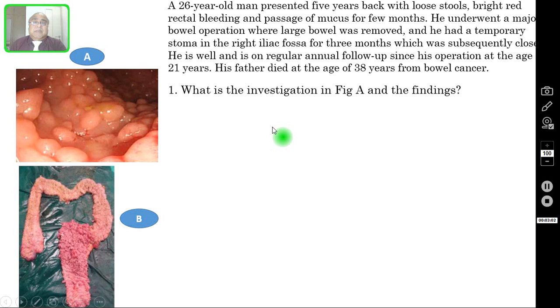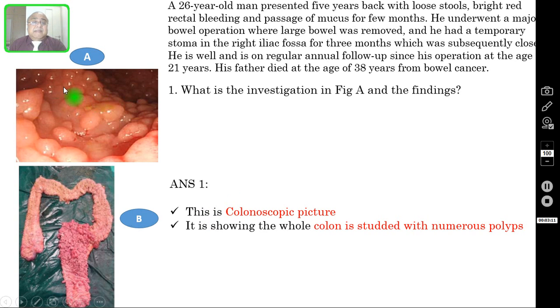So question number 1, what is the investigation in figure A and its findings? The correct answer is, this is a colonoscopic picture. This is a colonoscopy. It is showing the whole colon is studded with numerous polyps. You can see innumerable polyps there. Everywhere you are seeing only polyps. This is the finding in figure A.